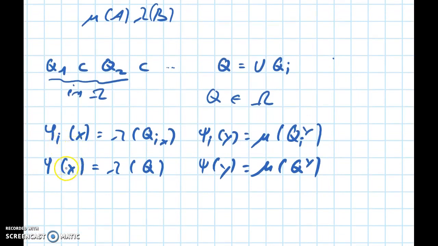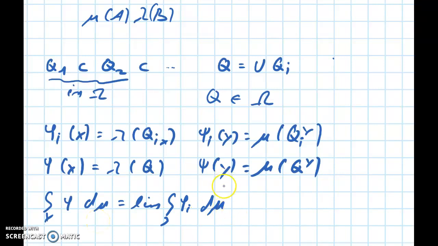Phi i of x tends to phi of x, and psi i of y tends to psi of y. So using the monotone convergence theorem, we can conclude that the integral over X of phi d mu is the limit of the integrals of the phi i d mu, and we can write a similar equation for the psi i's and psi, and thus we can conclude that indeed Q is in omega.